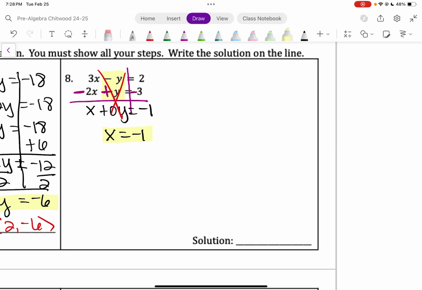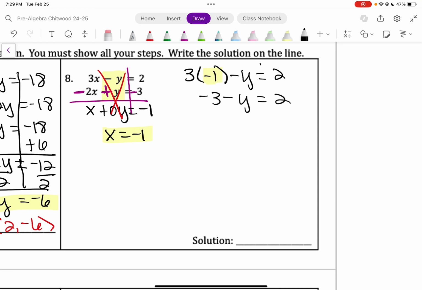First variable is done. Now I have to substitute it back in for one of the equations. It has to be the original one, not after you multiply it by negative 1. I'm just going to use the top one. 3 times negative 1, because that's x, minus y equals 2. Negative 3 minus y equals 2.